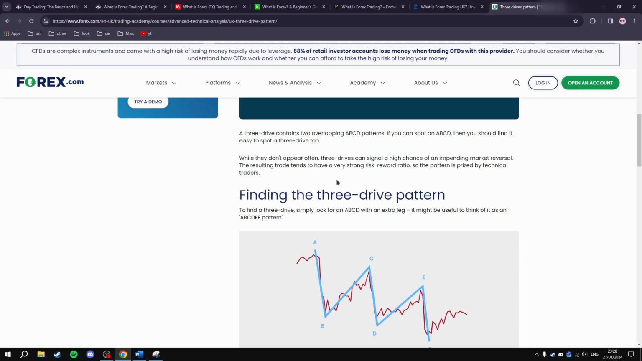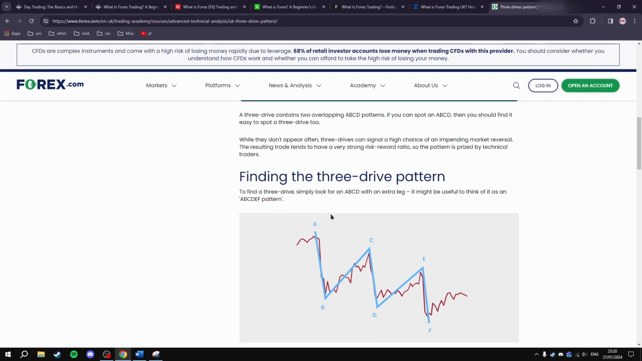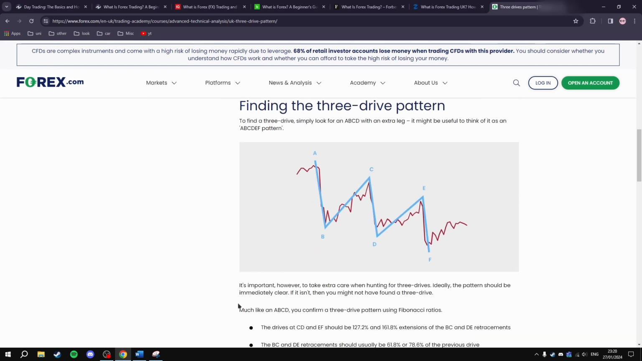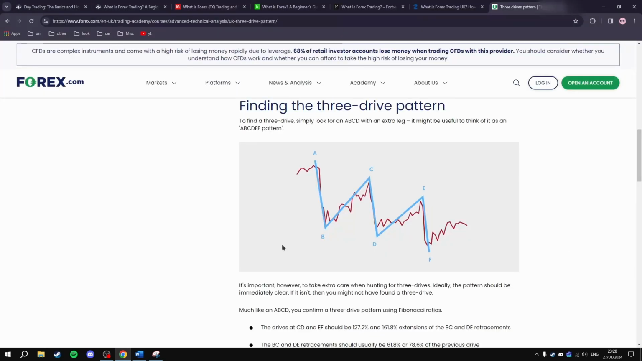Finding the three drive pattern. To find a three drive, simply look for an ABCD with an extra leg. It might be useful to think of it as an ABCDEF pattern. So to find a three drive pattern, look for an A, B, C, D, E, F pattern.